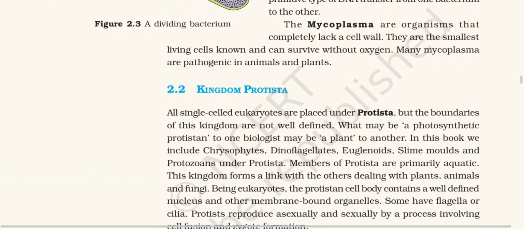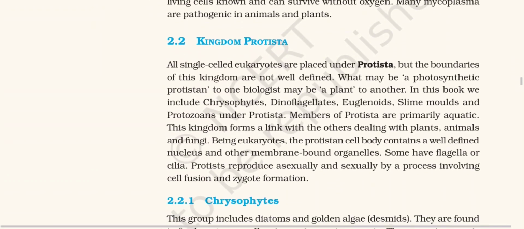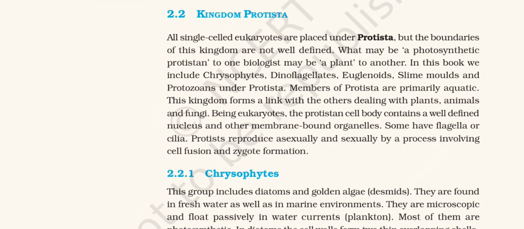2.2 Kingdom Protista. All single-celled eukaryotes are placed under Protista, but the boundaries of this kingdom are not well defined. What may be a photosynthetic protistan to one biologist may be a plant to another. In this book we include chrysophytes, dinoflagellates, euglenoids, slime molds, and protozoans under Protista. Members of Protista are primarily aquatic. This kingdom forms a link with the others dealing with plants, animals, and fungi.